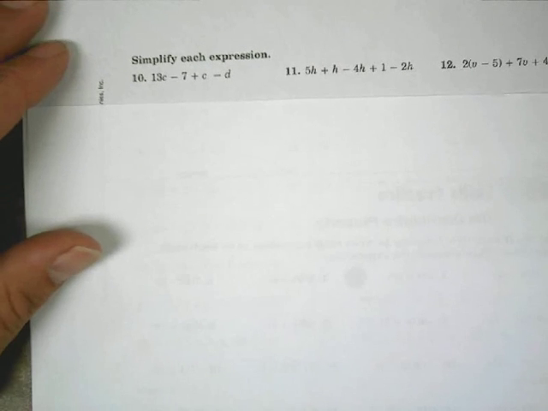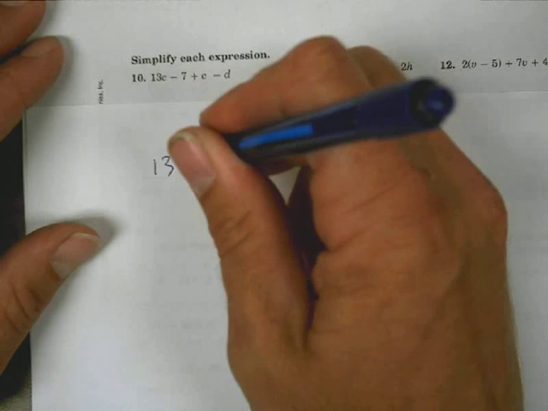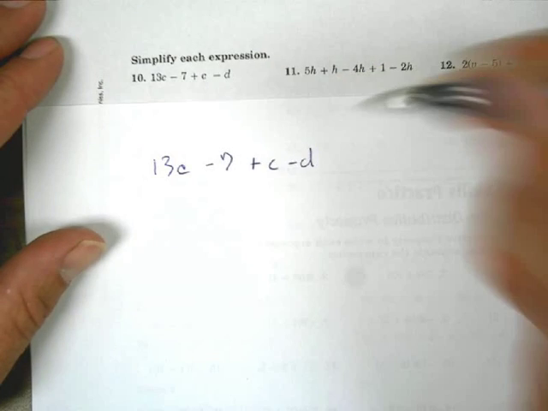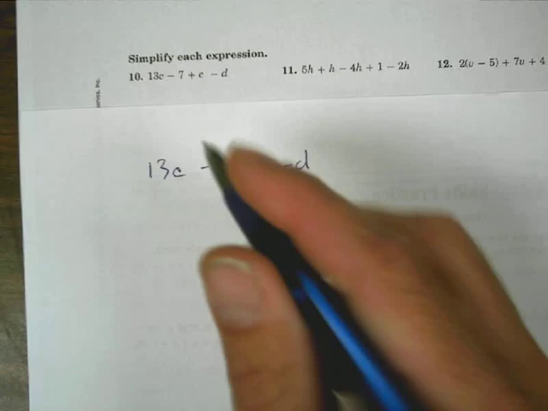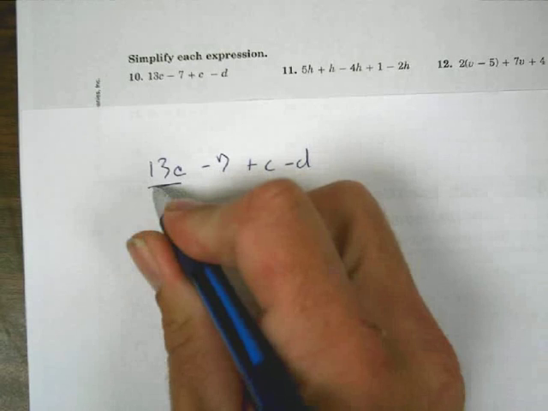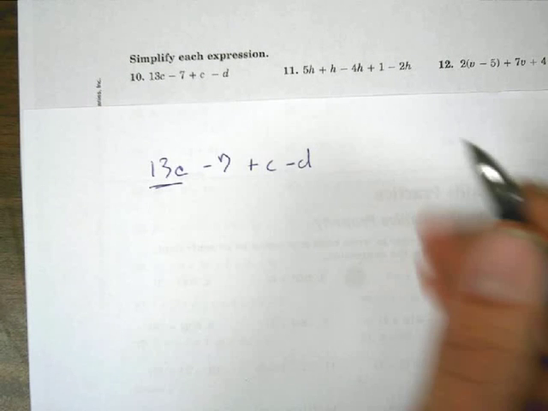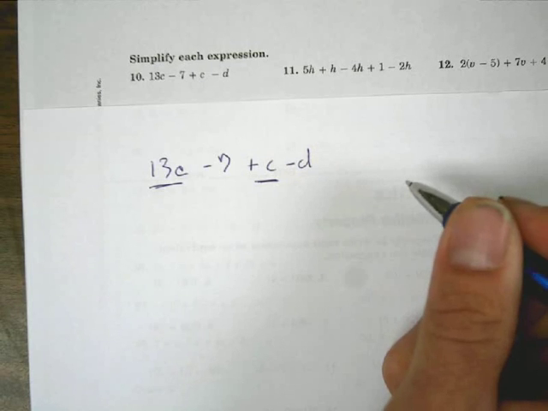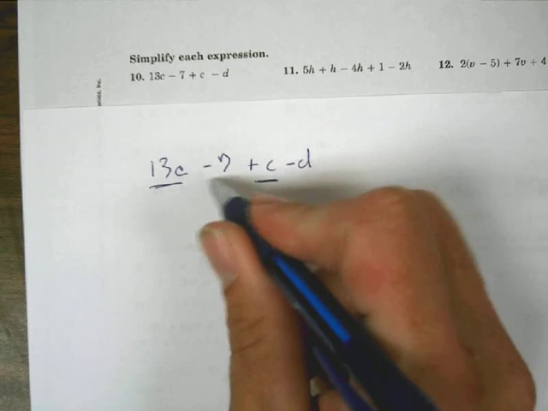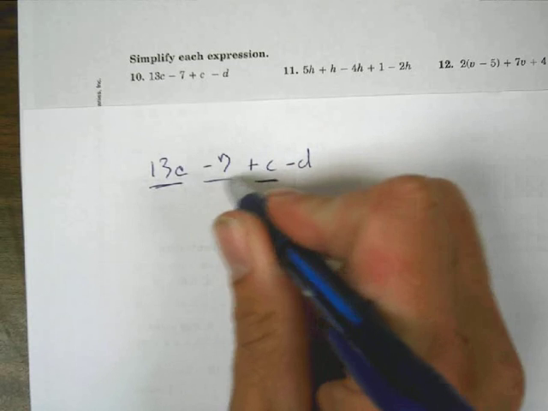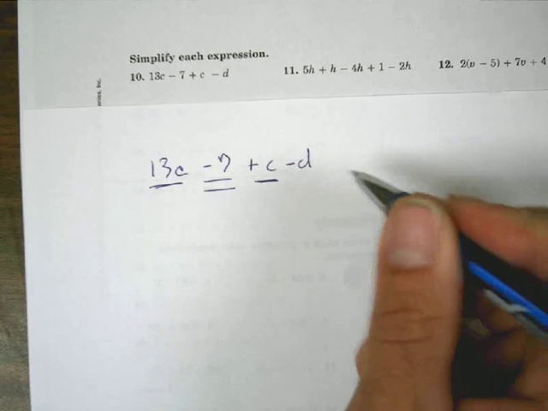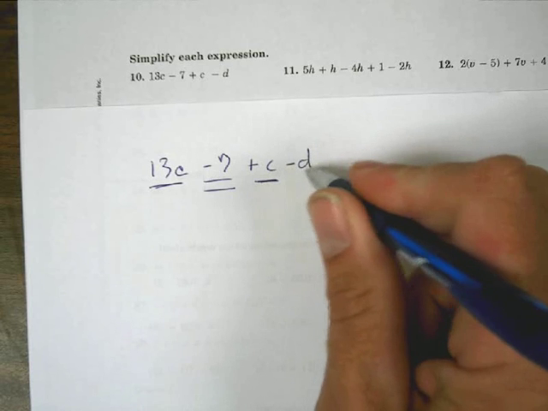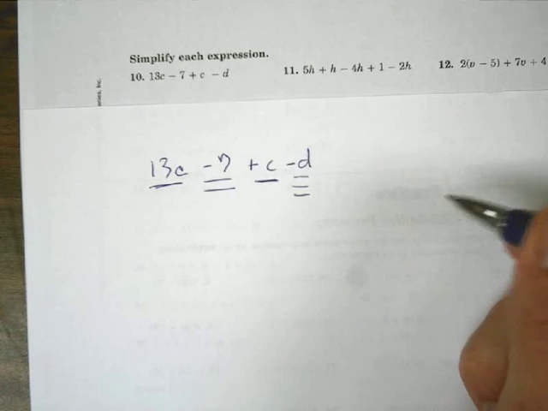Okay, I'm going to recopy this so we have some room. 13c minus 7 plus c minus d. Okay, what I'm going to do is go through. The first thing I see is a C, so I'm going to underline that once. There's another C, so I'm going to underline that. No more C's, so we'll go to the next thing we see, which is a number, so I'm going to put 2 underlines. As we go through, there's nothing else, that's just a number. We're left with the letter D, which is something different, so I'm going to have 3 underlines.